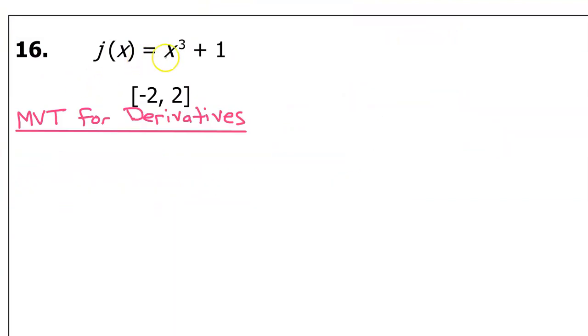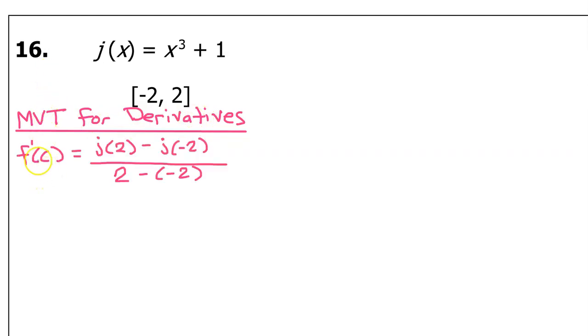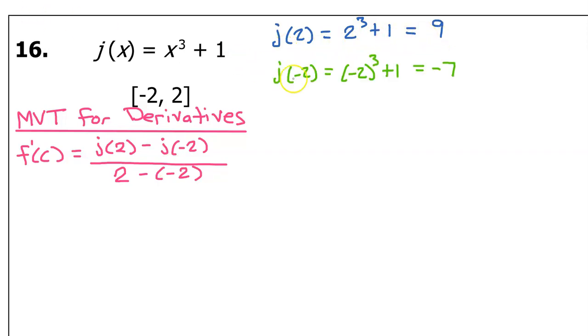Here's a new function and a new interval. Let's find the value of c whose existence is guaranteed by the mean value theorem for derivatives. For some value c, f prime will equal j at 2 minus j at negative 2 divided by 2 minus negative 2. J at 2 equals 2 cubed plus 1, which equals 9. J at negative 2 equals negative 2 cubed plus 1, which equals negative 7.